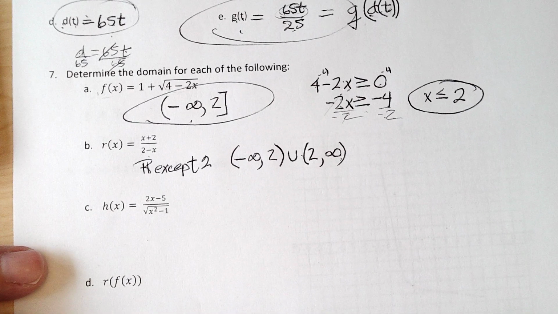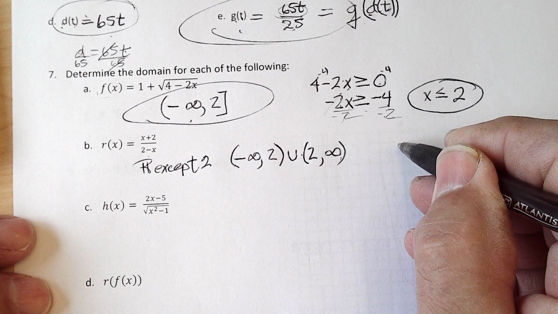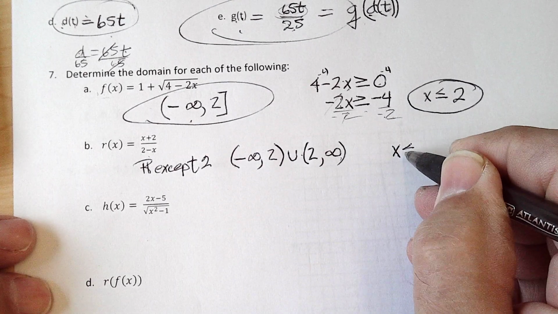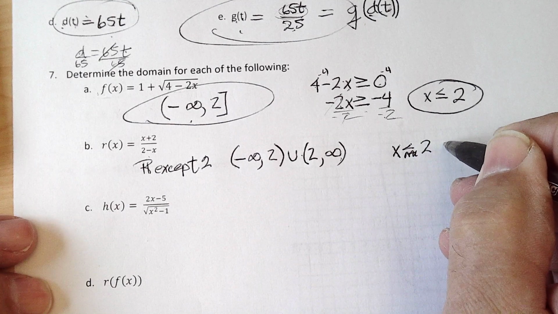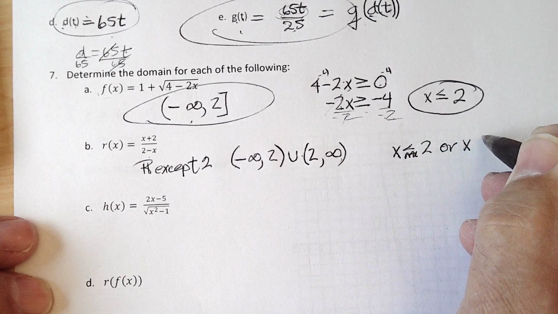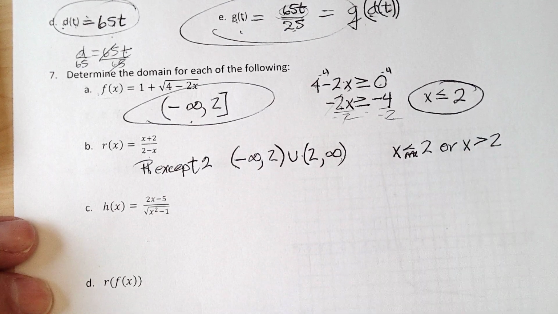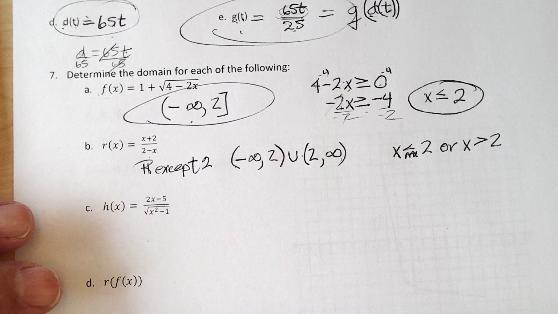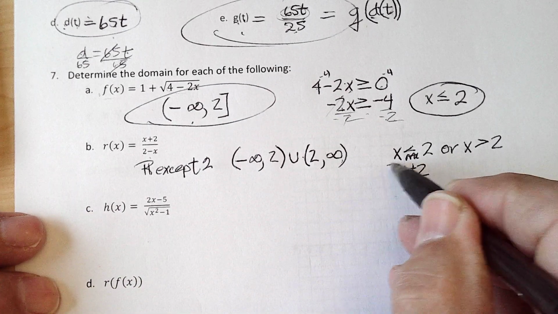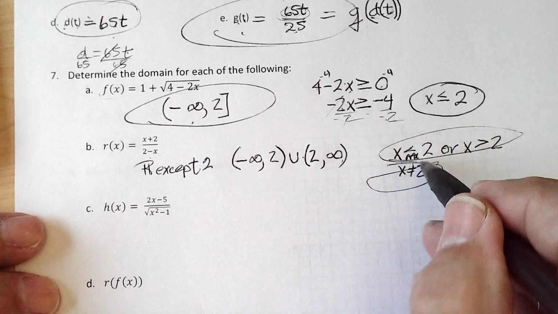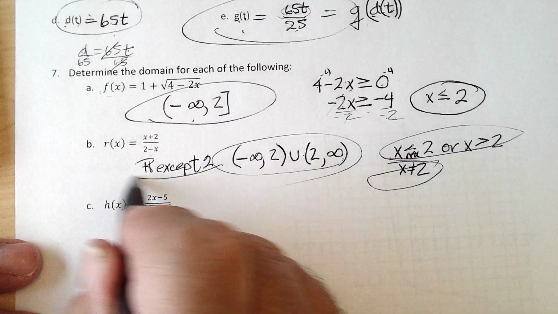You could do it with inequalities too. It would be x is less than 2, or x is greater than 2, just not equal to 2. You could also say x is not equal to 2. This answer would be acceptable, that answer would be acceptable, that answer would be acceptable.